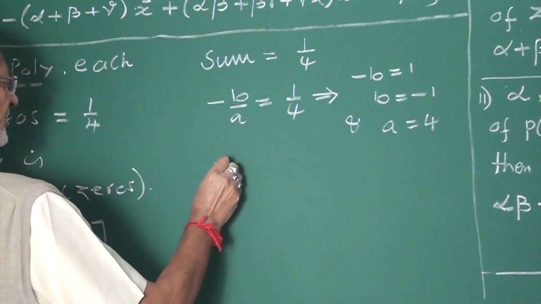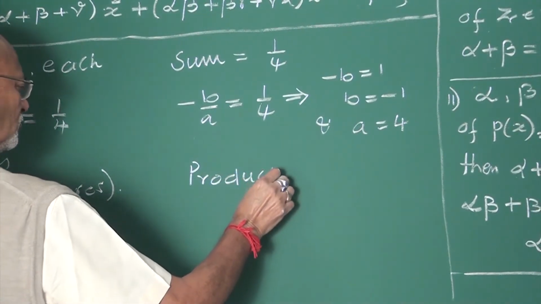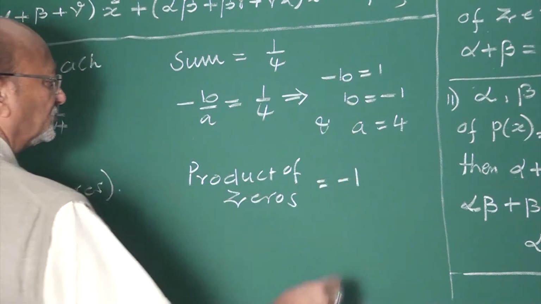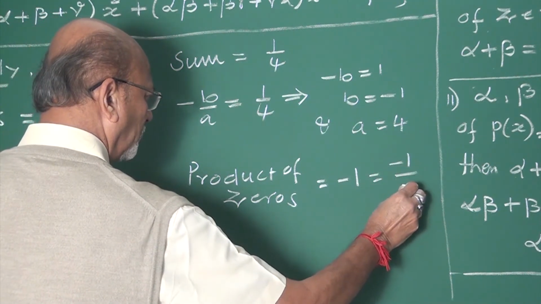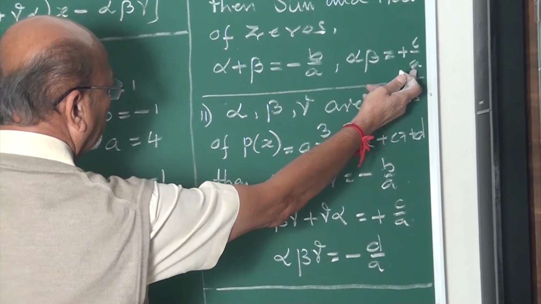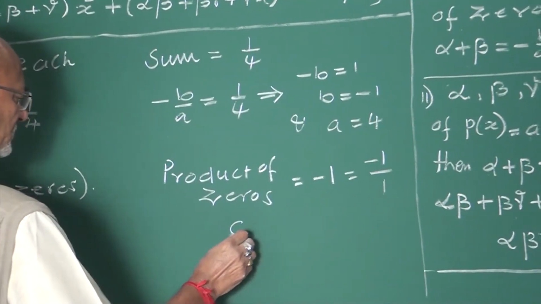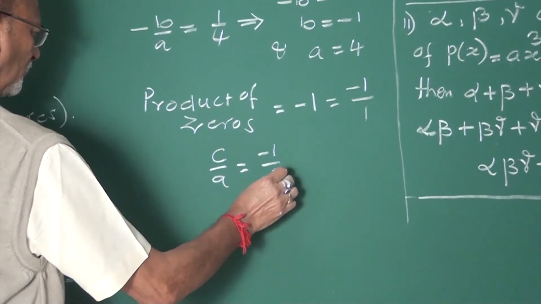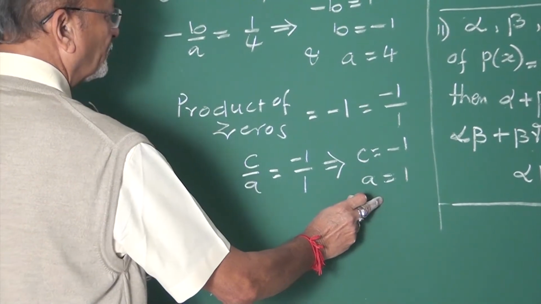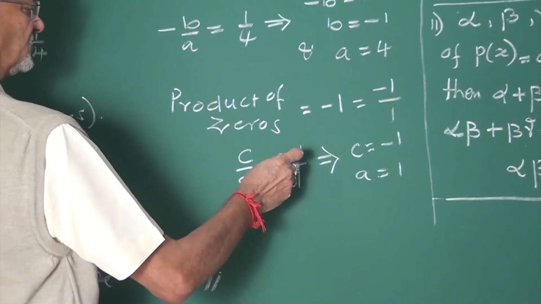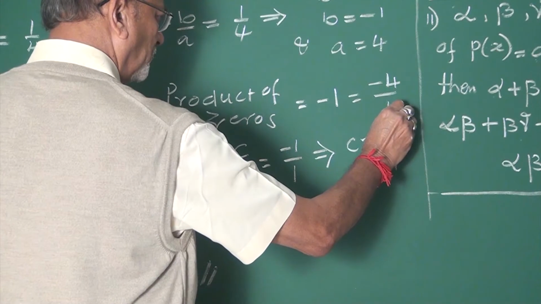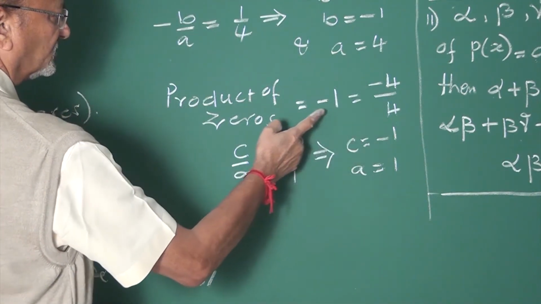What is second? Product of zeros, my friends. It is given as minus 1. This minus 1 can be written as minus 1 upon plus 1. That product of zeros is given by c by a. So c by a is minus 1 upon 1, which gives c equal to minus 1. Once again, what is the value of a? 1. This minus 1 can be written as minus 4 divided by plus 4. Minus 4 upon plus 4 cancels, giving minus 1.